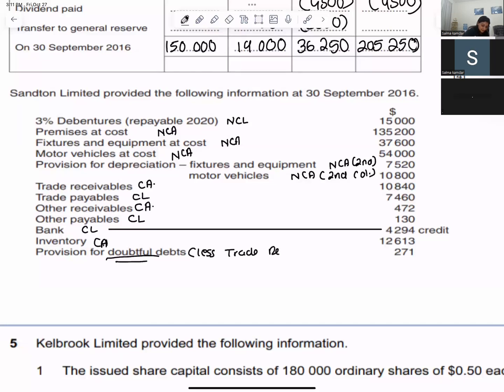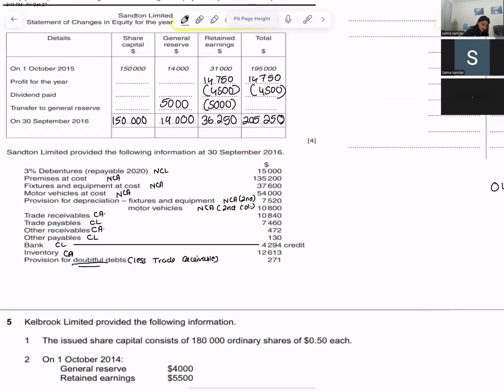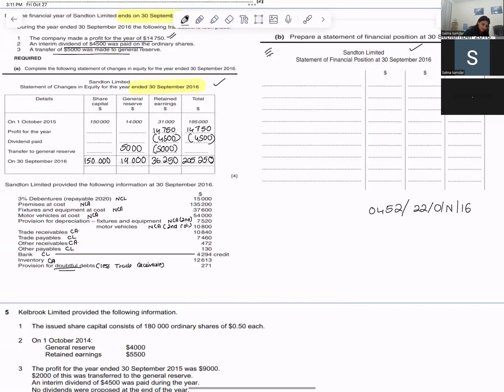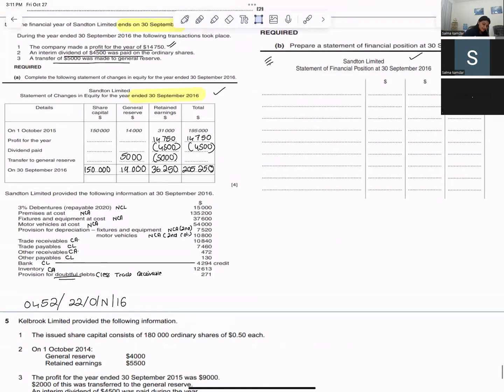Okay. Now they've asked you to prepare the statement of financial position. Can you see that? Yes. Since they've asked you to prepare the statement of financial position, what will we do? We will first start with the first columns, the non-current assets.